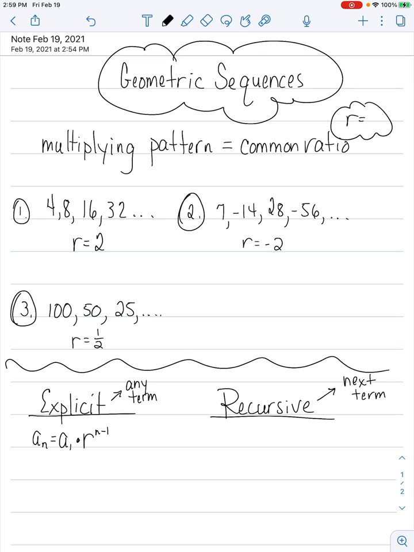And then your recursive formula is going to be a sub n equals r, or your common ratio, times a sub n minus 1, which is the last term. And a sub 1 is going to be your first term. So again, just if you need it, a sub n is the number of the term, like a sub 5 would be the fifth term, a sub 10 would be the 10th term. And this a sub n minus 1 means your last term, or the last number in the sequence.